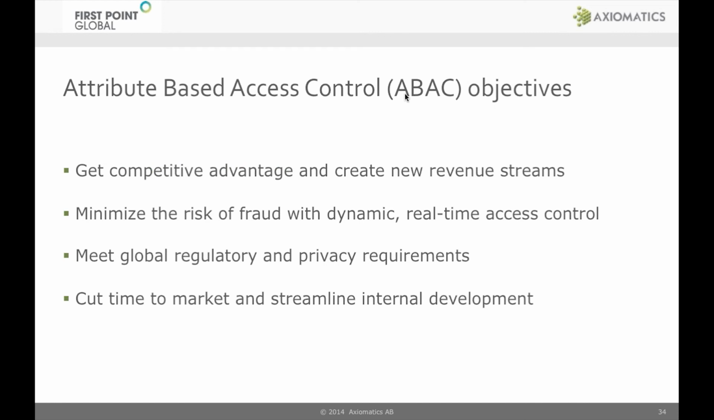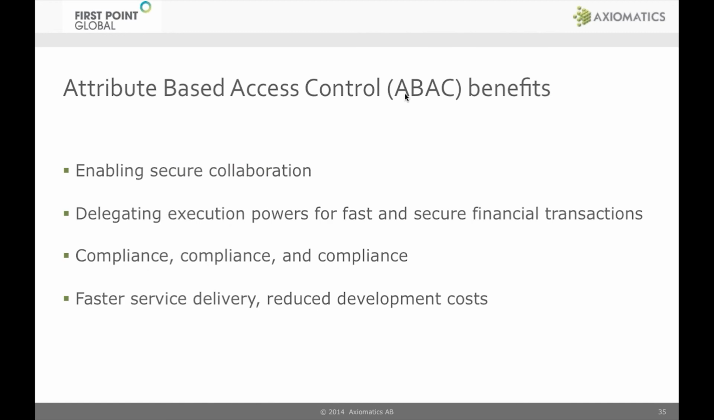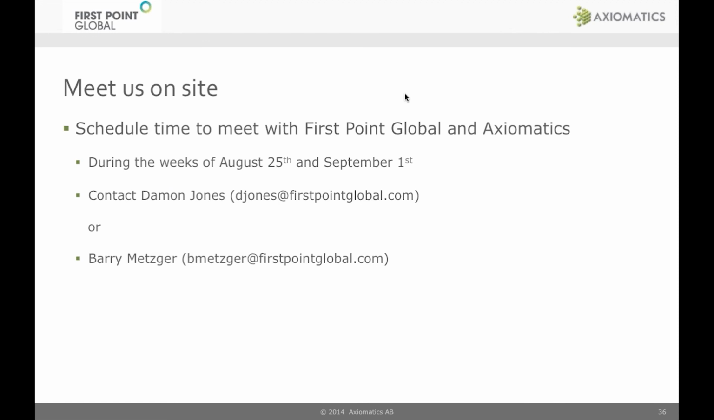So some of the benefits we talked about was secure collaboration, even when you're dealing with very sensitive and valuable and highly regulated data. Being able to go fast as well as secure in implementing financial transactions. Compliance, we can't get away from it, and we can't say it enough, having to deal with compliance, but do it in a very efficient way. And then finally, reducing your total cost of ownership by implementing an ABAC model as part of your infrastructure going forward.